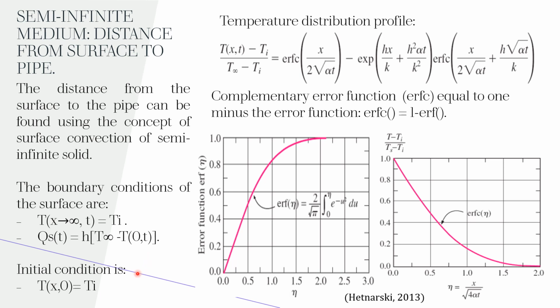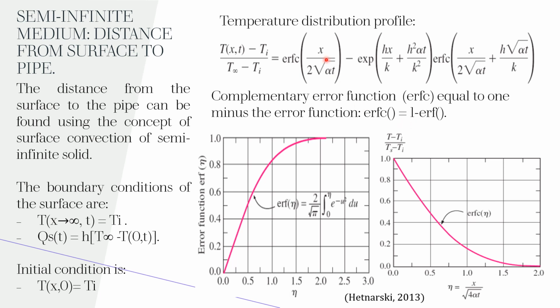Also, the initial condition here is that T(x, 0) is equal to the initial temperature. These conditions allow the system to be treated as a semi-infinite solid, where we can use the following equation for the temperature distribution profile, as you can see here. In this equation there is a complementary error function, which is equal to one minus the error function, as you can see over here.